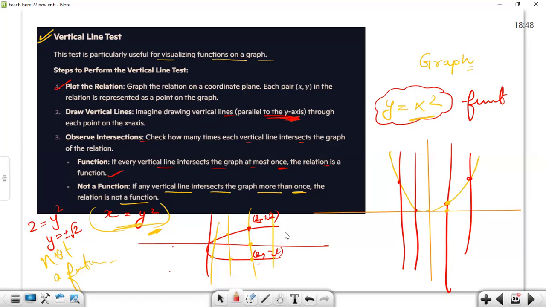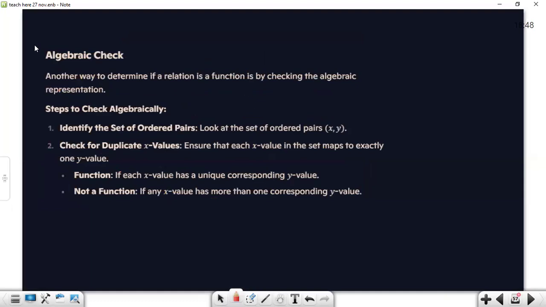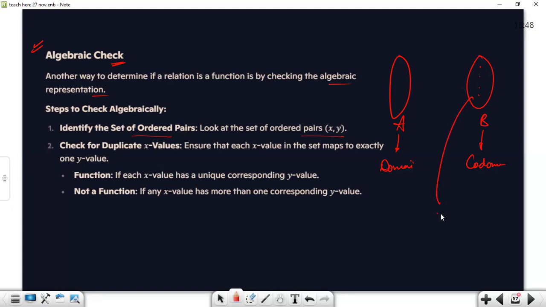Clear? Okay, now let's move ahead to the algebraic check, where we are not drawing any graphs and are checking the algebraic representation. First of all, we have to identify the set of ordered pairs. To get the set of ordered pairs, I suggest mapping the relation. Write set A, set B. Set B is the codomain, and this is the domain. And the particular elements which are getting mapped only, that is the range.